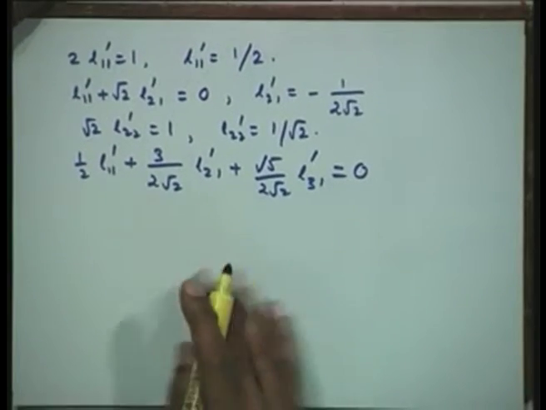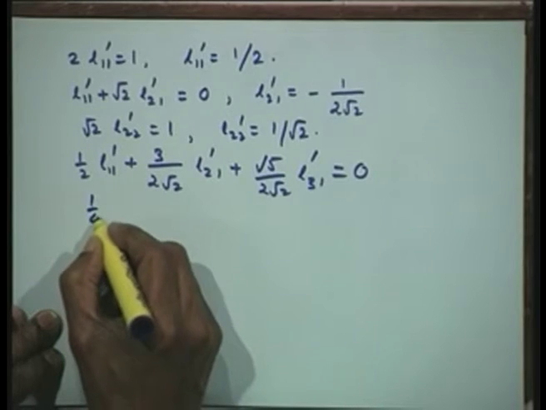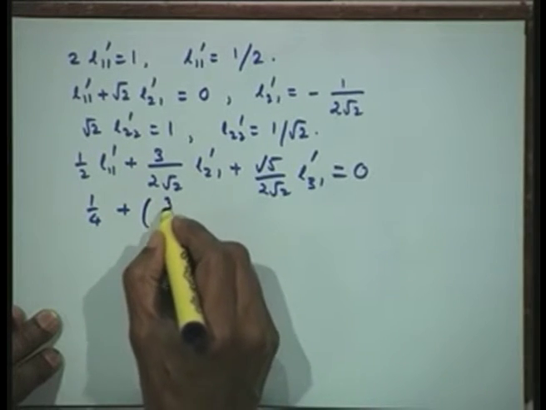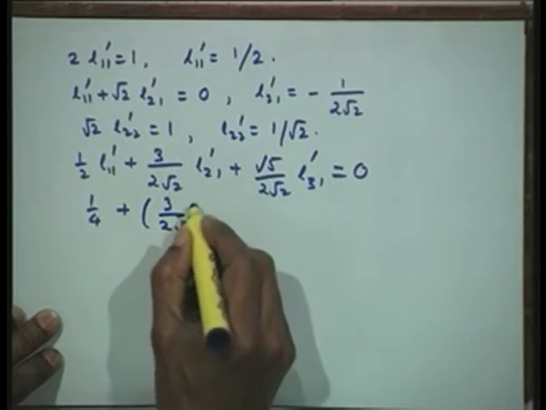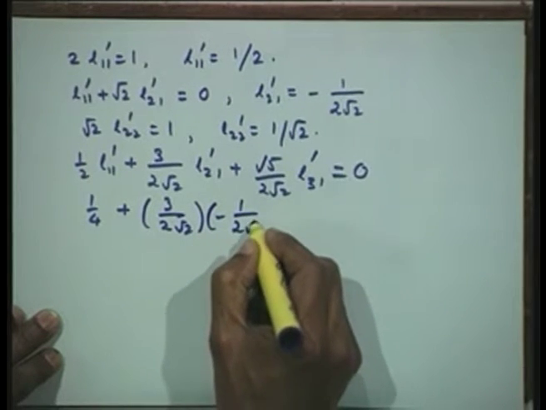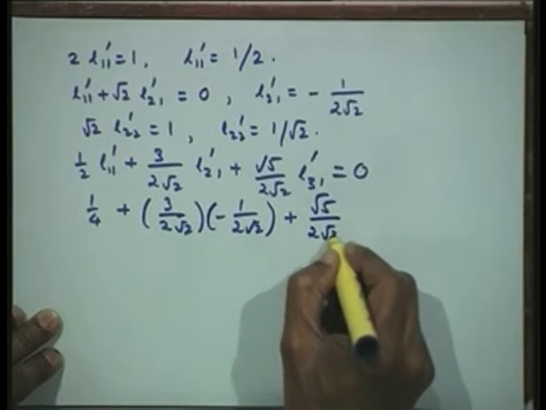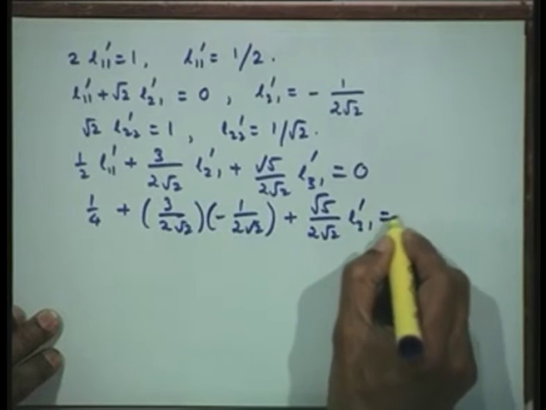Now let us substitute these elements here, that is equal to half into half, that is equal to 1 by 4, and 3 by root 2 L21 dashed is minus 1 upon 2 root 2, and this we retain it as this, 2 root 2 L31 dashed is equal to 0.